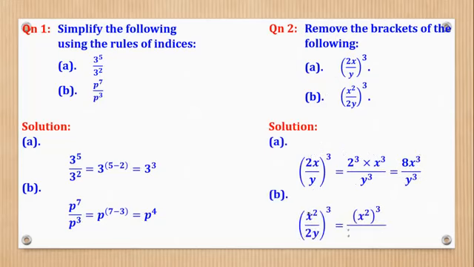Then still for this one, x squared to power 3, 2 to power 3, y to power 3. This one, the powers are multiplied to give you x to power 6. And that's what they wanted.